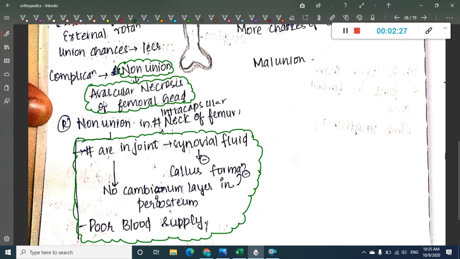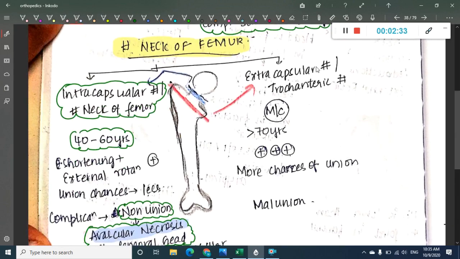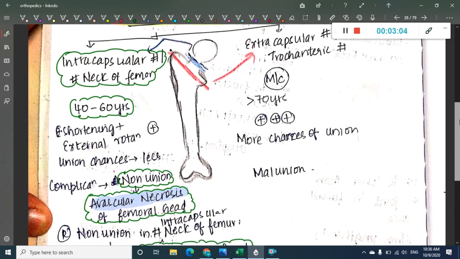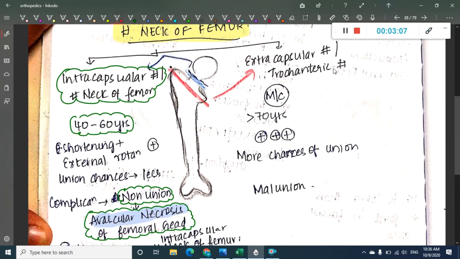And the second reason is poor blood supply. The blood supply for the head of femur is from the medullary arteries and reticular arteries, along with the nutrient arteries, and all these pass through the neck. Once there is a fracture of the neck of femur, the arteries cannot pass, and there is poor blood supply, leading to non-union of the intracapsular fracture neck of femur.